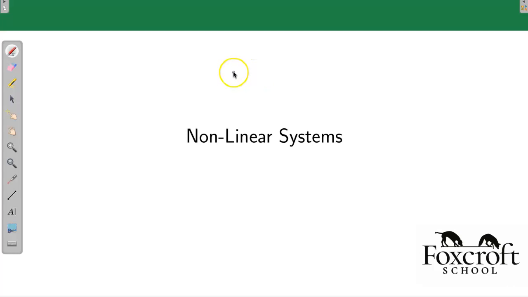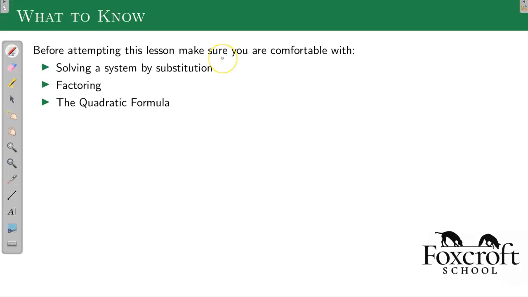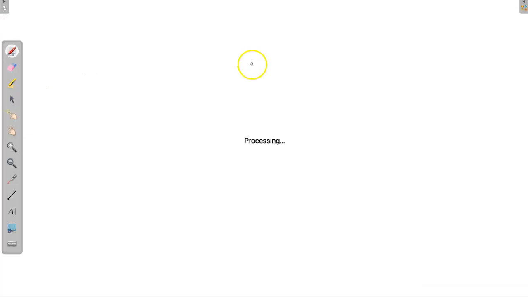In this video, we're going to talk about nonlinear systems and how to solve them. Before you even attempt this lesson, make sure you're comfortable with solving a linear system by substitution, factoring quadratics, and the quadratic formula. If you're not comfortable with all those, then this is going to be kind of too much for you, so go back and look at those things first. Make sure you're comfortable with them before you move on.